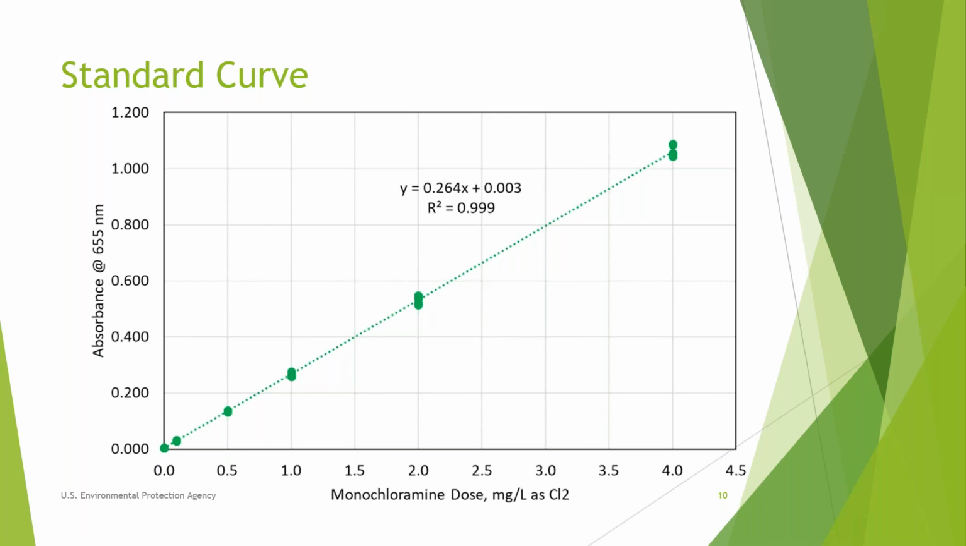Just as an aside, the reason we use the 655 nanometer wavelength is because this is the absorbance peak for the indophenol compound formed between monochloramine and the monochlor-F reagents. So moving forward, whenever we're talking through this presentation about the spectrophotometer results, unless otherwise noted, these results are being reported using the standard curve, the calibration curve that you see here.